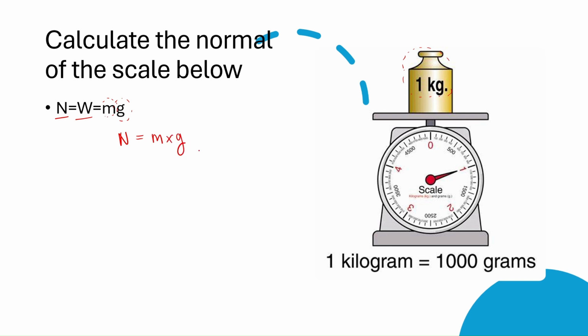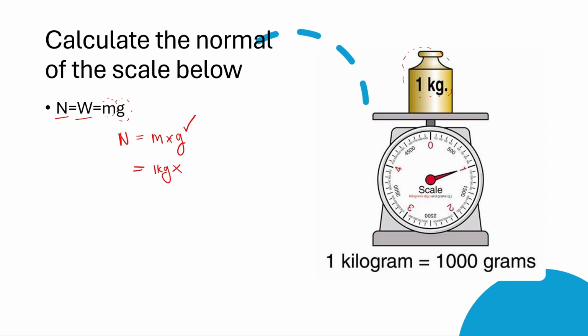And I want you guys to be very specific when you write down this formula, because you actually get marks for writing down the formula, provided you make a substitution. So let's make that substitution. So what is the actual mass of this 1 kilogram? It is in fact 1 kilogram.